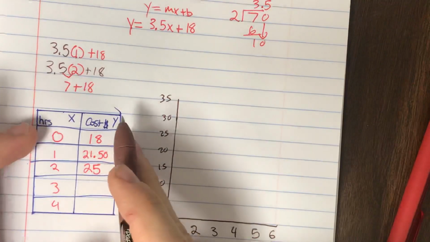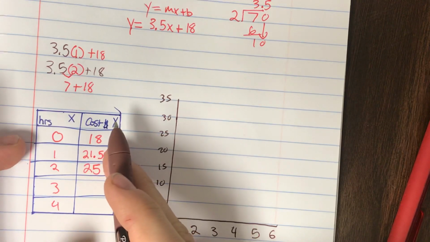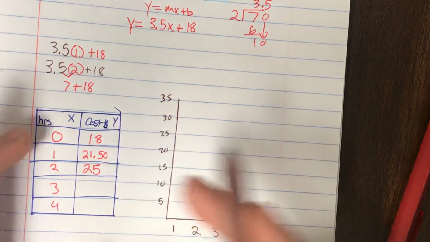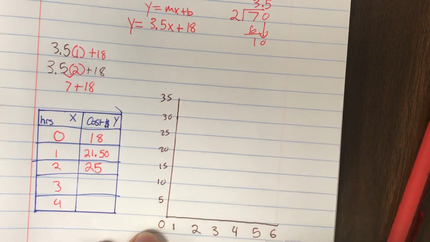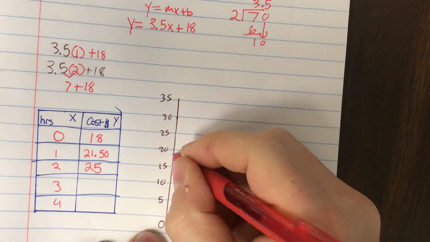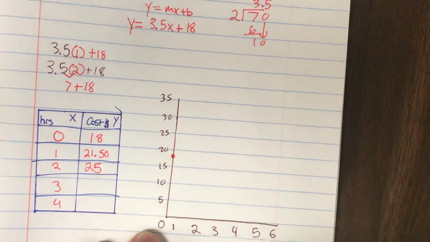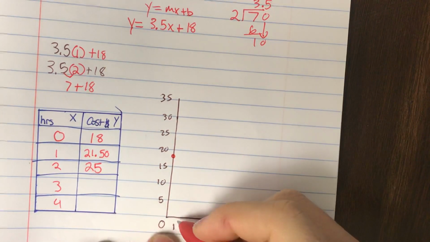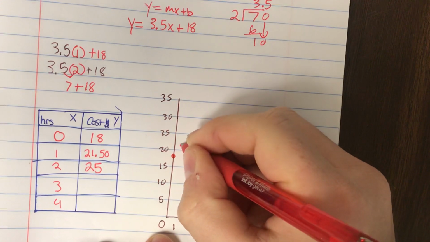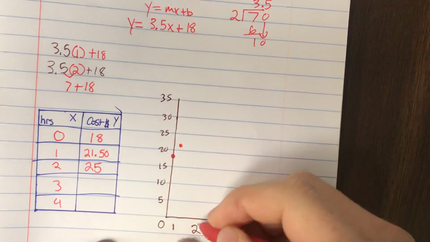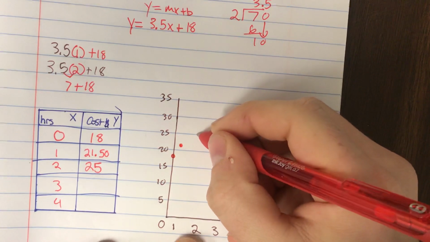So you can think of this table as an ordered pair. Remember, an ordered pair is a point on a graph, right? So 0 and 18. So 0 is right here, obviously. And so we're going to go all the way up to where we think 18 would be, which would be about right here. Okay, and then you have 1 and 21.5. So that would look right about here. 2 and 25 would go here, okay?